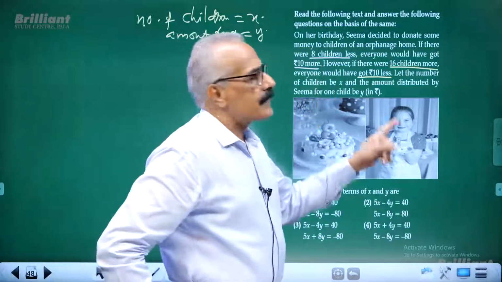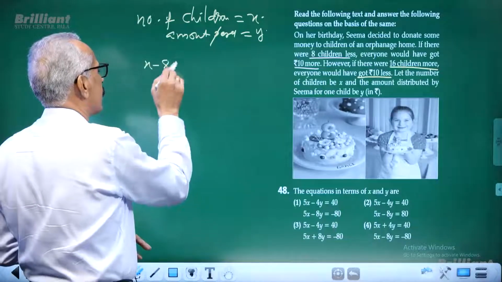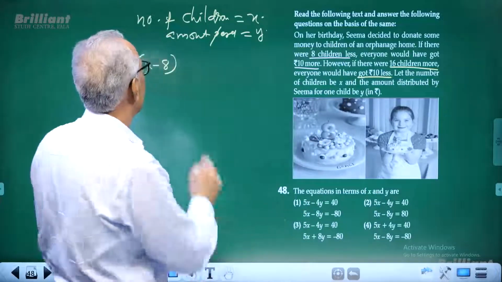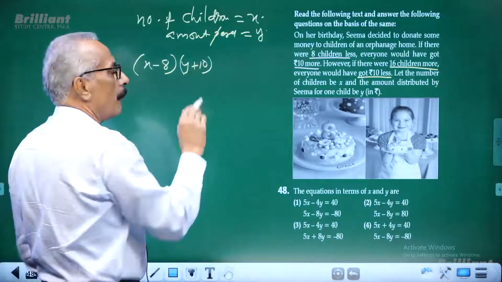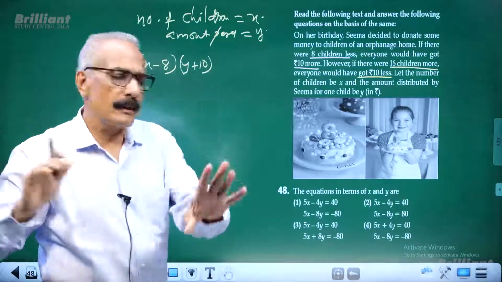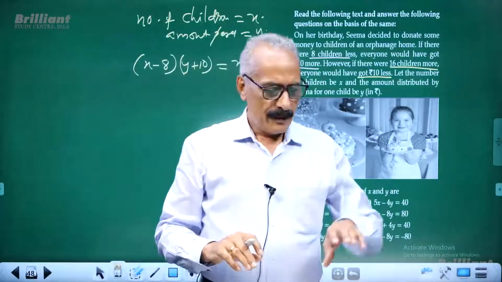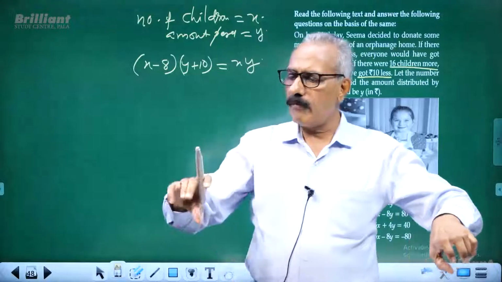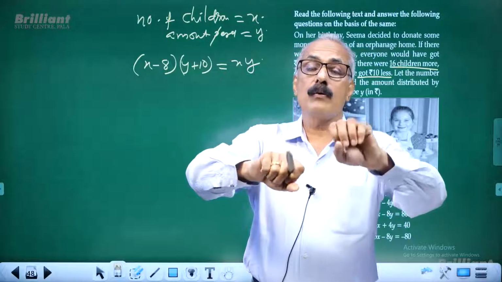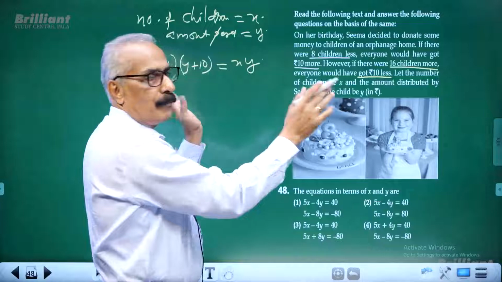Had there been 8 children less, that means x minus 8, then they would have got 10 rupees more. Each one would get y plus 10. But what is given is y rupees to each of x children. So this should be equal to xy. The total is xy. Had the children been fewer, we could have given that much more. That is the point, they are equal.